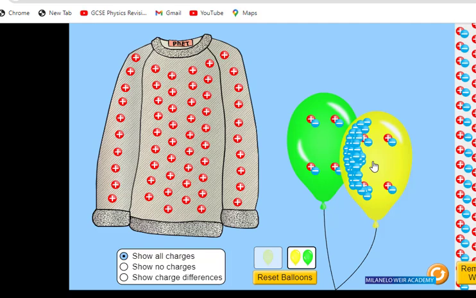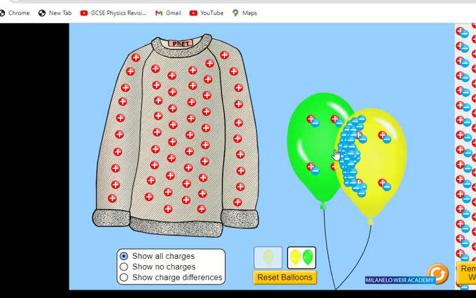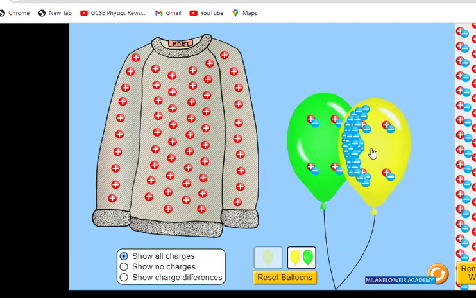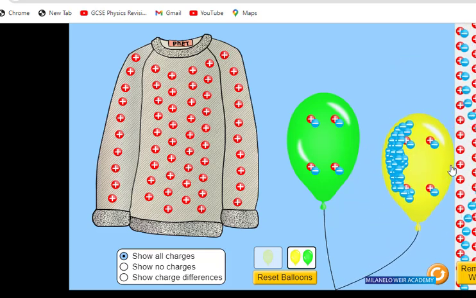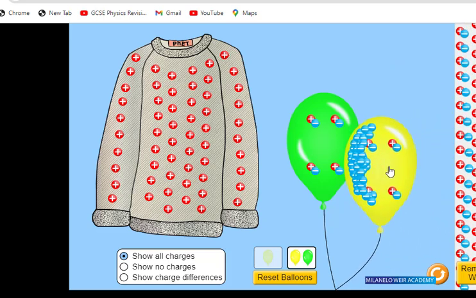So different charges, they attract. Unlike charges attract. Okay. While like charges repel.